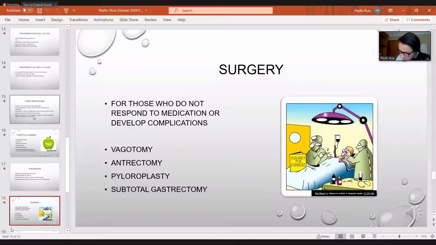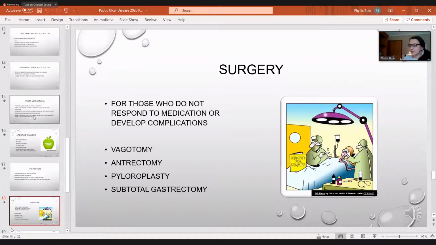Now, for those who do not respond to the medication, surgery is an option. We don't do a whole lot of these surgeries anymore. A vagotomy is a procedure where they go in and clip the vagal nerve. And that's what helps with the secretion of the hydrochloric acid. So when we clip that nerve, that inhibits that production. We can do other procedures, subtotal gastrectomies, where part of the stomach is taken out.